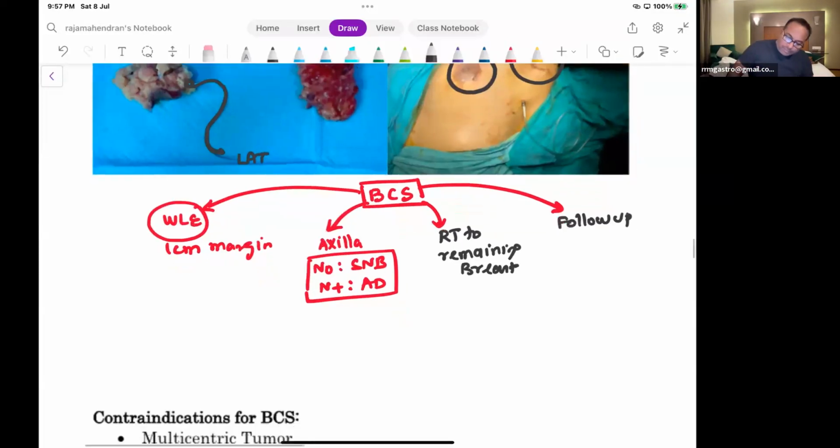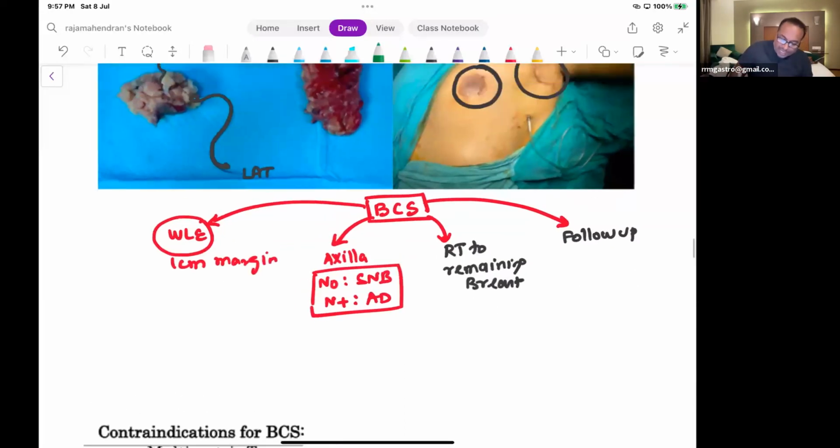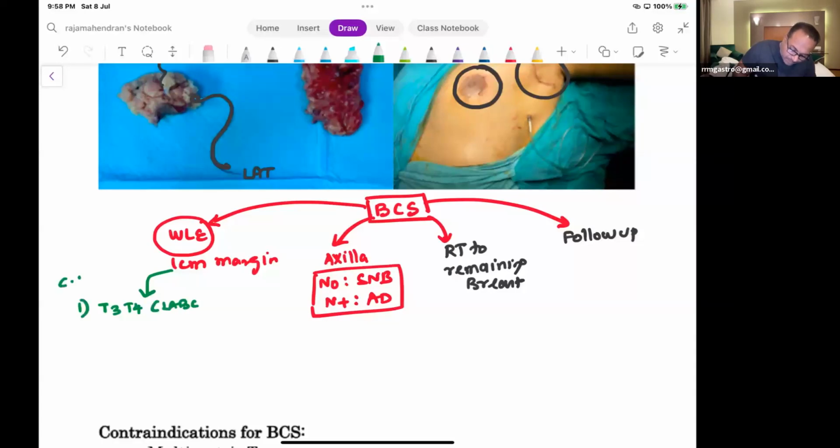Now the question will come in your exam: in breast conservative surgery, what are the contraindications? They ask this regularly. So T3, T4 cases we won't do. In other words, locally advanced breast cancer is a contraindication. We don't do it. So T3, T4. Number 2, multicentric, multifocal cancers we won't do.